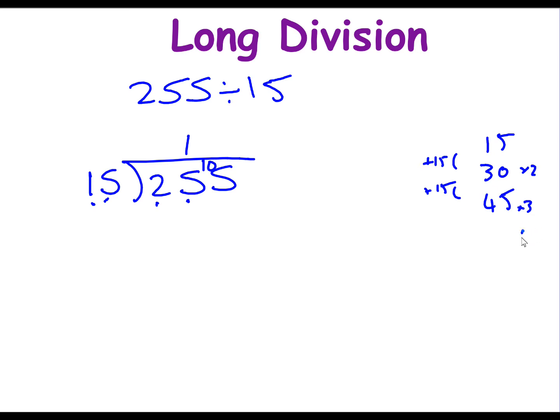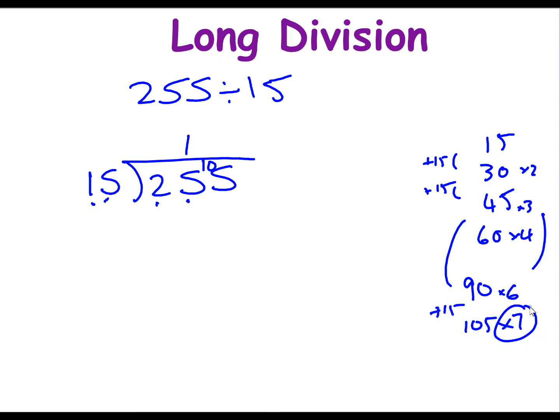So if I know that 4 15s are 60, 3 15s are 45, if I double this one, then I have 6 15s are 90, and then I add another 15 to get 105, so it's 7 15s. So it goes in 17 times. Now notice I always have an exact answer. It's not going to go 0.18273 on the non-calculator paper. It's always going to go in a nice number of times.